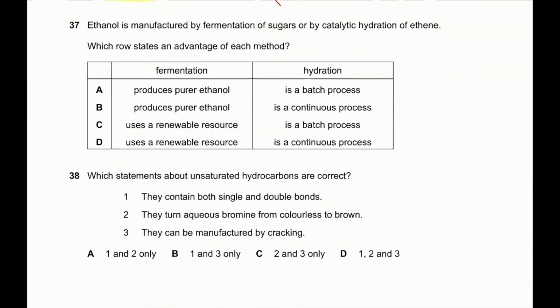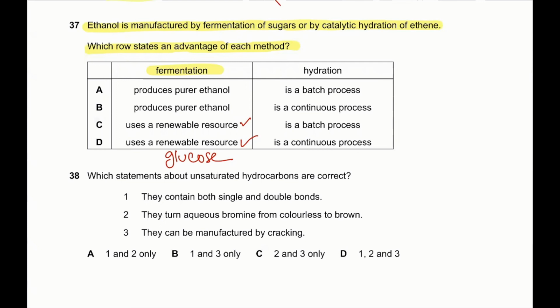36B. Question number 37. Ethanol is manufactured by fermentation of sugars or by catalytic hydration of ethene. Which row states an advantage of each method? Making ethanol by fermentation uses renewable resources, because it uses glucose to produce ethanol, and glucose can be produced forever as long as the earth, the soil and the sun are there. We will always be able to produce glucose, so ethanol can be produced.